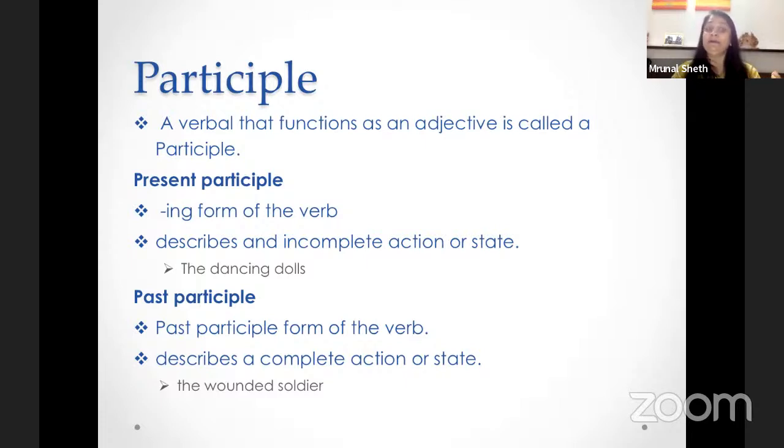Remember the word tattered, somebody asked me. So tattered, something, the cloth, जो cloth पहले से फटा पुराना है, जो फट चुका है, जो पहले हो चुकी एक्शन है, और उस वजह से अब वो एडजेक्टिव बना हुआ है, तो वो पास्ट पार्टिसिपल होगा. Okay.